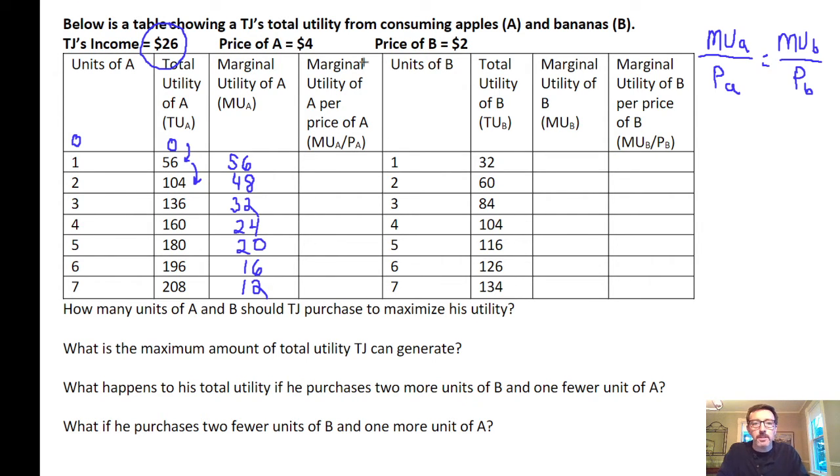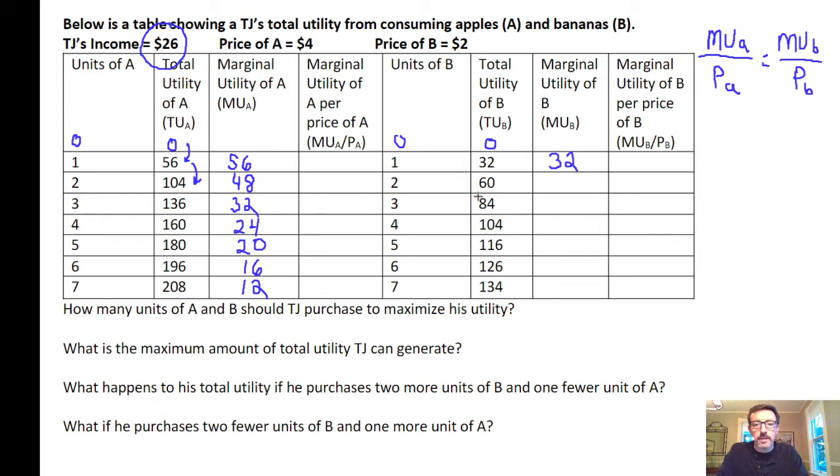I'm going to skip the marginal utility of apples per price of apple for now. Let's go over and do the bananas column. So same idea here. If we eat no bananas, we assume we get no utility. Eating one banana increases our utility to 32. So that means the first banana gave us 32 utils.